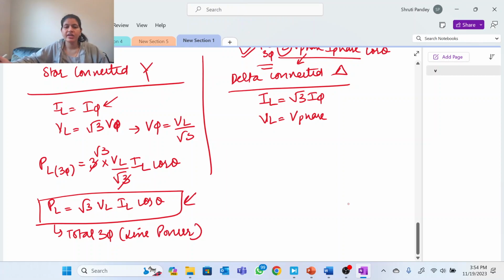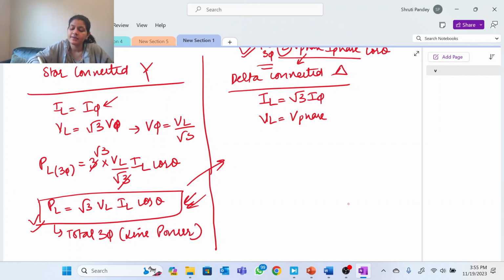If you want, you can derive this term. If not, then you can just remember this term, because you will see that in delta connection also we are going to get the same value of power, right? So only remember this power, that way you will be able to manage all kinds of questions. So we'll see how we are solving it here.